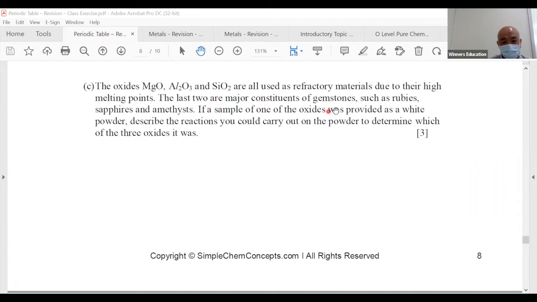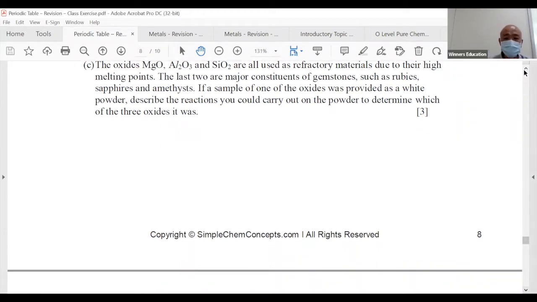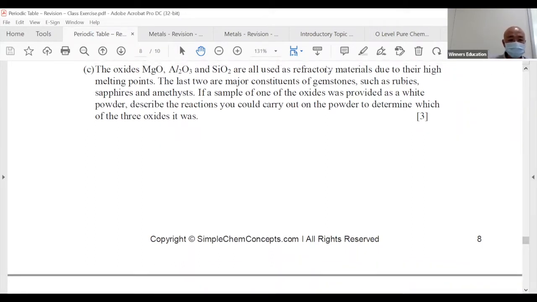If a sample of one of the oxides was provided as a white powder, so you get something white, describe the reaction you will carry out on the powder to determine which of the three oxides it was, which is all your period 3 oxide. We have talked about that, and we all know they are kind of obviously a bit different. Now, these three are all white color. So when given to you, you don't know who is it. Is it MgO, Al2O3, SiO2?